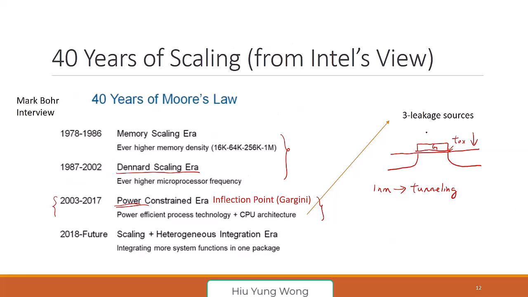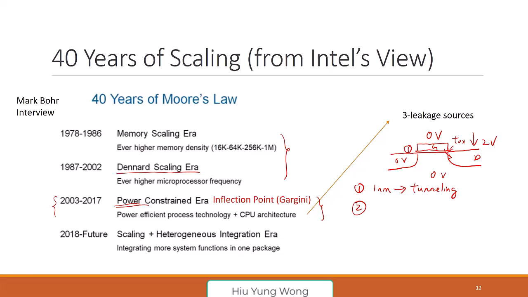Because when you turn it off, this might be at, let's say if NMOS, this might be at 0 volt. Let's say this is at 2 volts for drain, and this is 0 volt for source. And this is all 0 volt. It's going to have a lot of tunneling to the drain side. It's very leaky. Electron will just tunnel there. So this is one. The first source is tunneling.